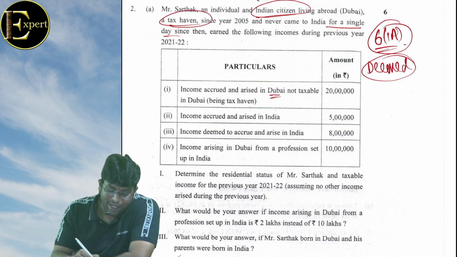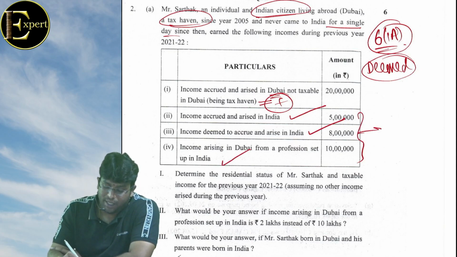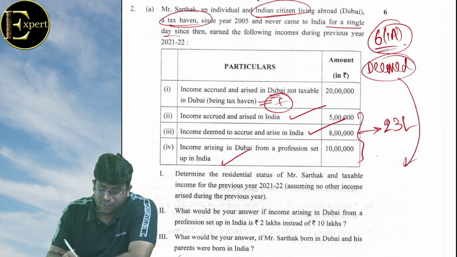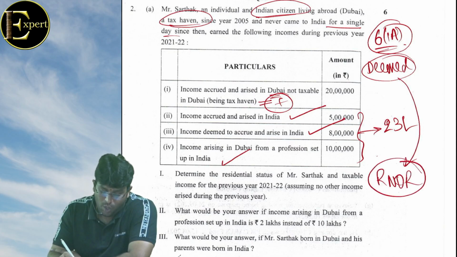Income accrued and arisen in Dubai, not taxable in Dubai, this is foreign, ignore it. Income accrued in India, very good. Deemed accrued in India, very good. Arising in Dubai from a professional setup in India, very good. Altogether 23 lakhs. Understand? He will definitely become a deemed resident, and a deemed resident is always an RNOR.